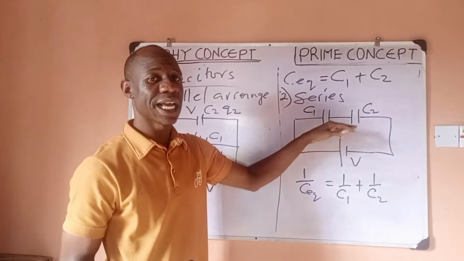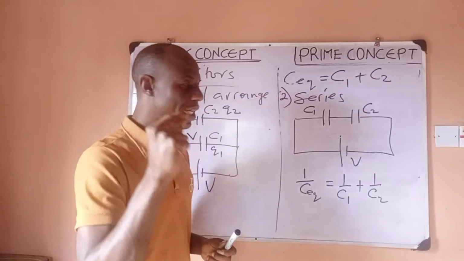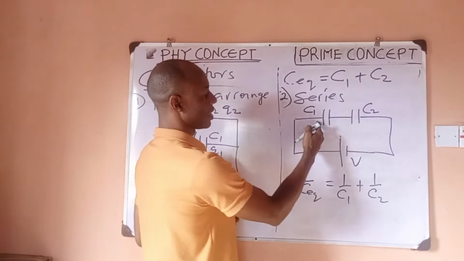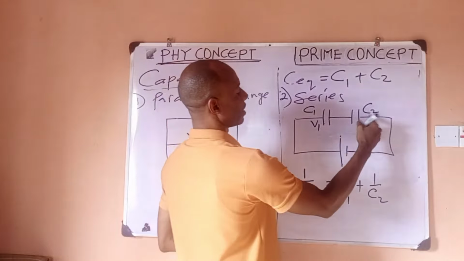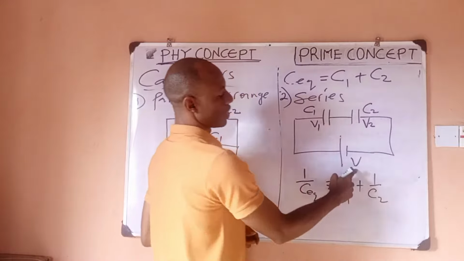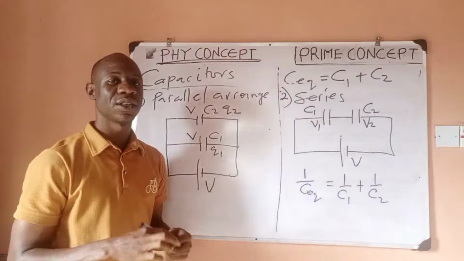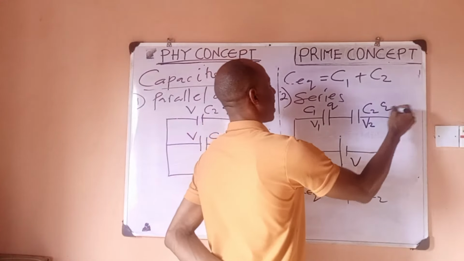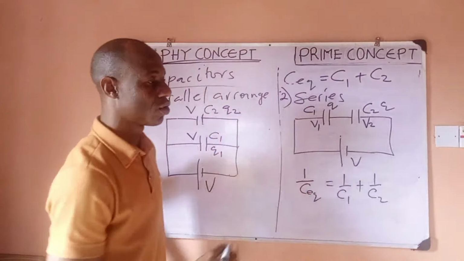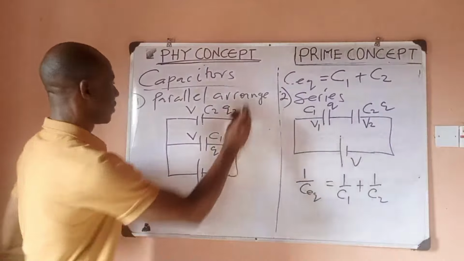Now, what are the two important points you should note here also? For series arrangement, voltage is different. Voltage across each is different. So it means in this place, I have V1, which is not the same as this. In this place, I have V2, which is not the same as this, but the charge in each capacitor is the same. So in this place, I have Q and I have Q. I'm not saying Q1 or Q2 because they are the same, right?